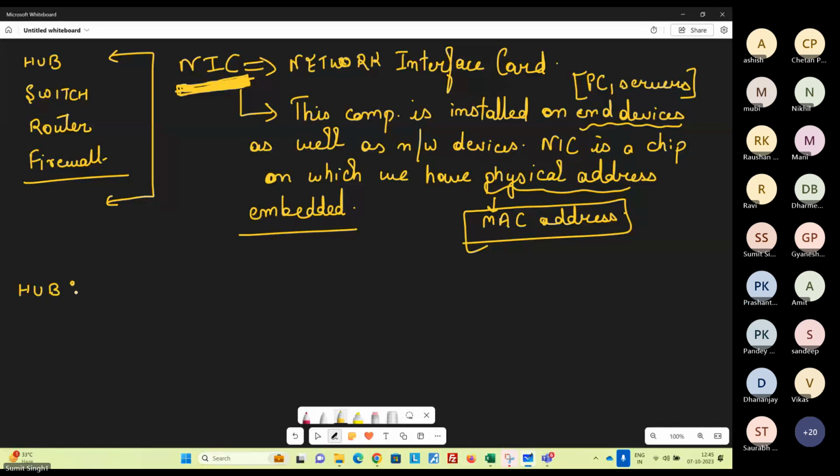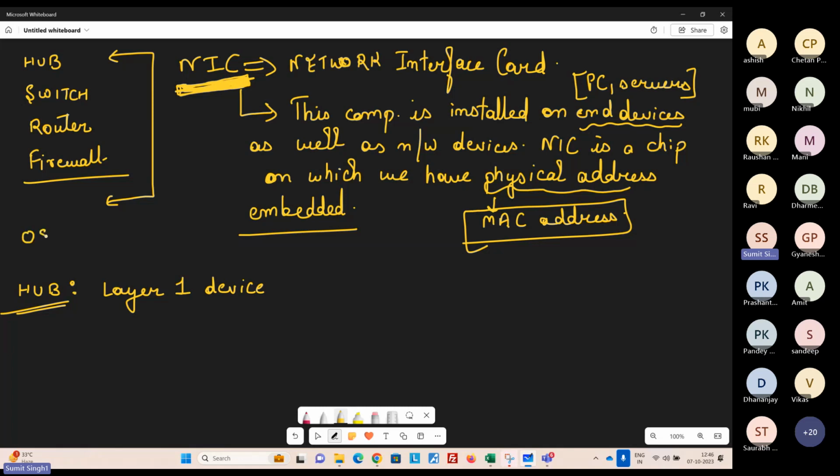Hub. Hub is a layer 1 device. Though I have talked about it, let's talk about it in more technicalities. What is this layer 1, layer 2? I'll talk more about layer 1 and layer 2, as multiple times I'm going to use this. So before going ahead, I'll give you a brief.